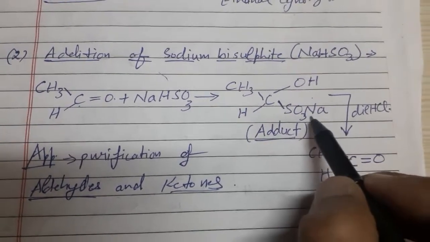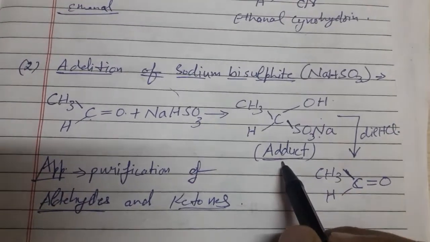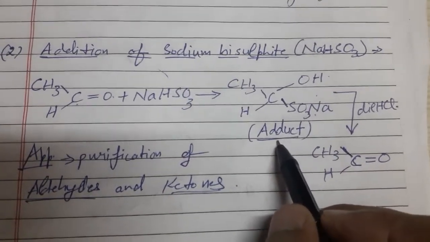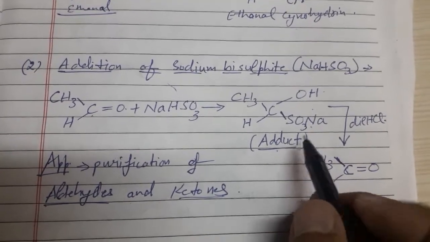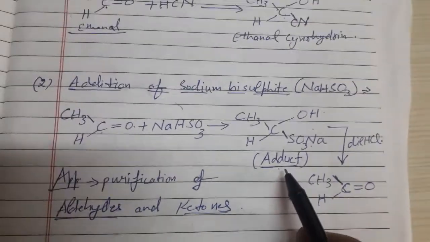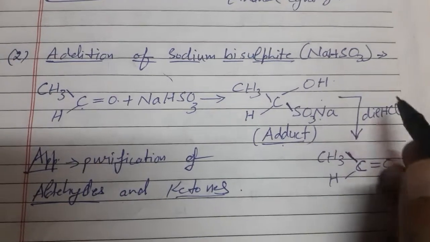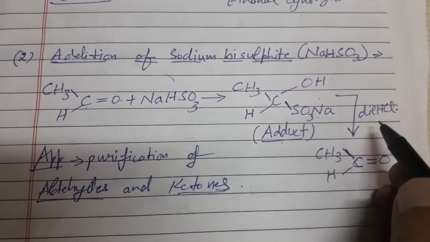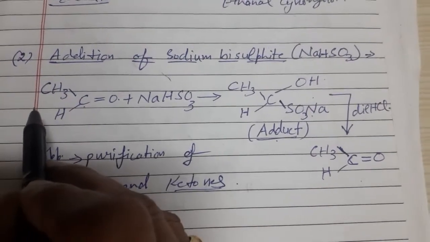That is SO3Na with carbon and H with the oxygen. And this kind of product is also called an adduct. Actually adduct stands for addition product; addition plus product is called adduct. So when sodium bisulfite is added to any aldehyde or ketone, we get this kind of adduct. And this is a reversible reaction: by adding any dilute acid or base, we will get back the same aldehyde or ketone from which we started.